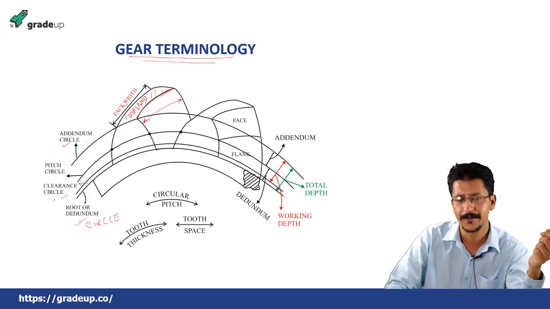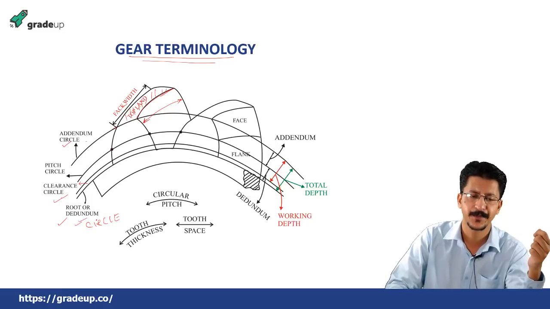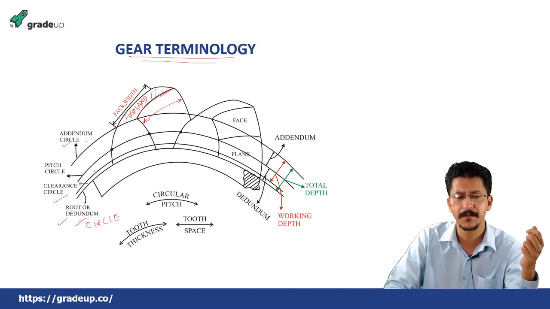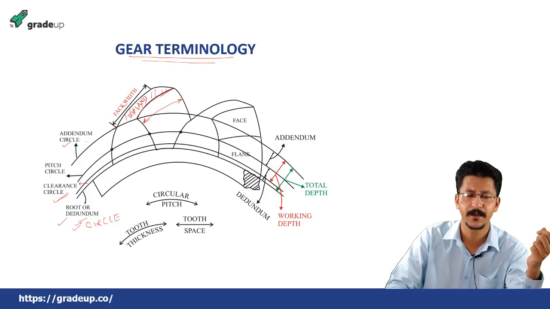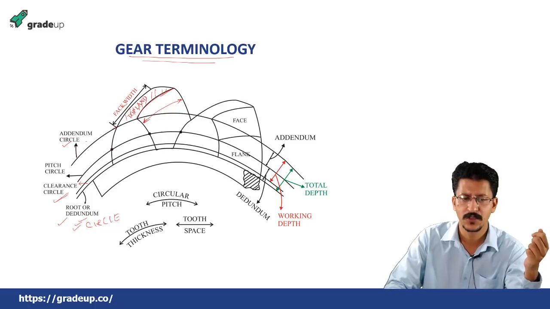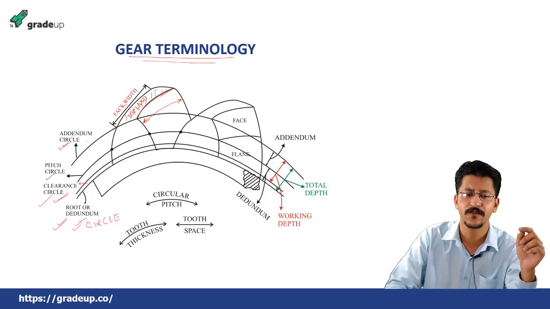I will tell you the difference between clearance circle and the root or dedendum circle in the next class, when we will be doing the base circle, when we will be talking about the interference part, okay. Till then, you just remember that clearance circle is above the dedendum or root circle, okay. So this is the order. If you go from top to the bottom, first comes the addendum circle, then the pitch circle, then the clearance circle, and the root or dedendum circle. And the pitch circle is that imaginary circle along which the pure rolling motion is possible, okay.